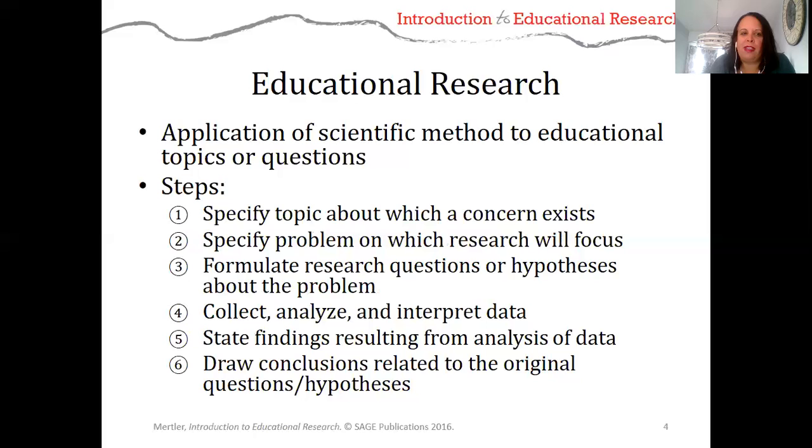Now I want to focus on step number 3, formulating the research question or the hypothesis about the problem. When you are developing a research question, the question ends in a question mark. And it's a question that you generally do not know the answer to. If you knew the answer to the question, you shouldn't be doing educational research around it. If you're just simply looking to state the obvious or to confirm something by finding research to support that, if you already knew the answer, that's not educational research. You really should have a genuine question.